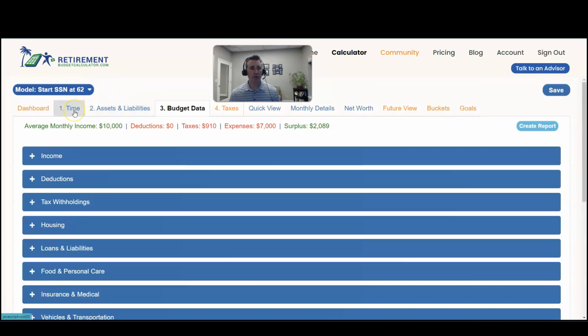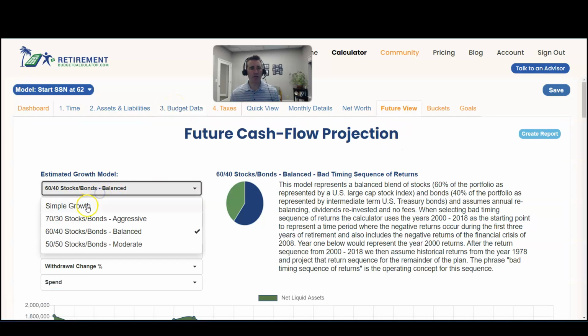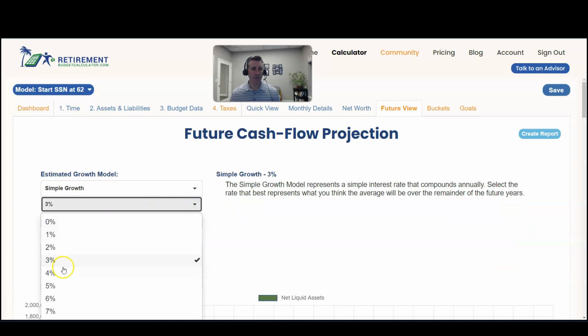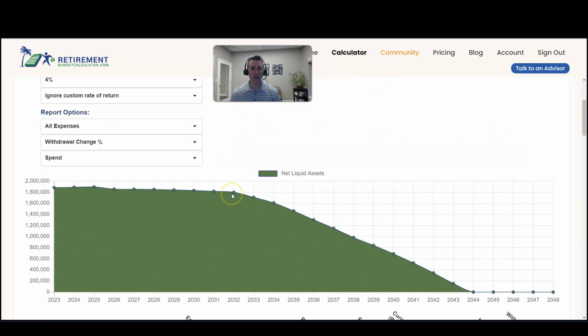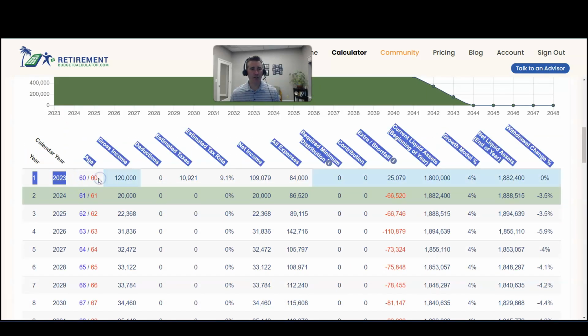Once we enter your birth date and we have some idea for life expectancy, and we enter your assets and liabilities and then put your budget data in, then we can come over to the future view. The purpose of the future view is really to simply help us understand how the numbers work. So in this case, we'll say, what if you get 4% per year on your money? And then we look, here you are in 2023, you're both age 60.